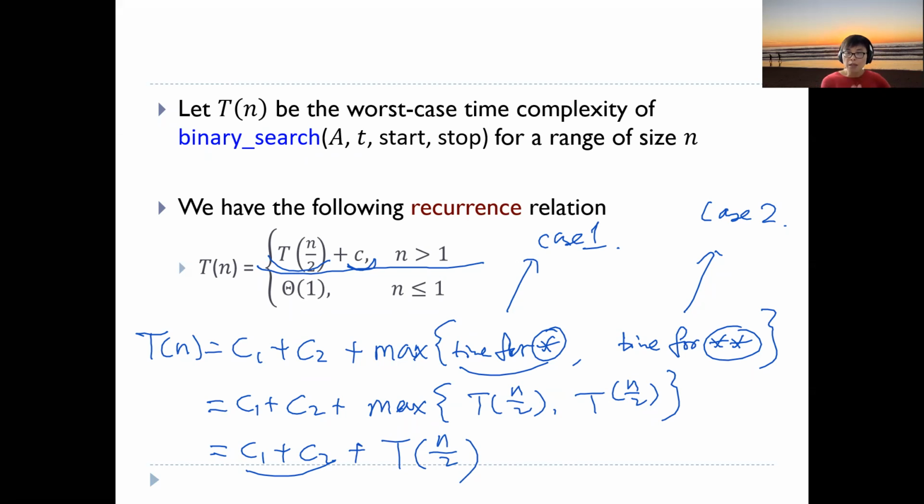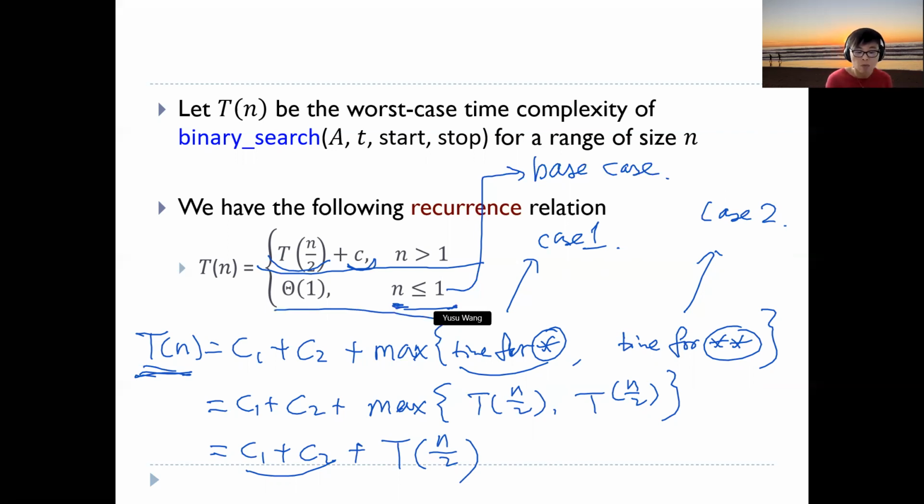Note that this recursive relation is for when n is larger than 1. Once the size of the array becomes smaller than or equal to 1, what happens? Well, we got into the base case. In the base case, we simply check a few entries and just return, so that only takes constant time. So this is our full recurrence relation for the time complexity of the algorithm.